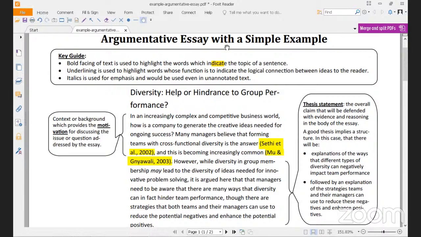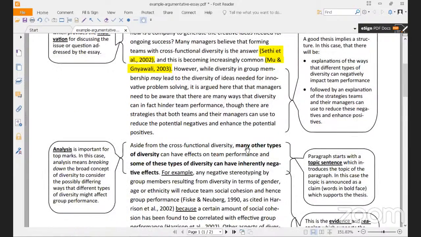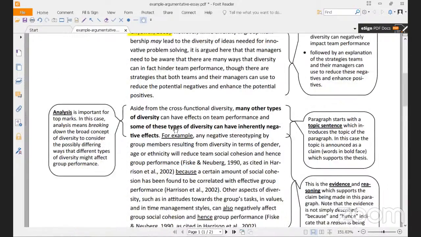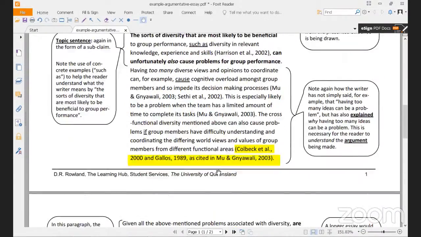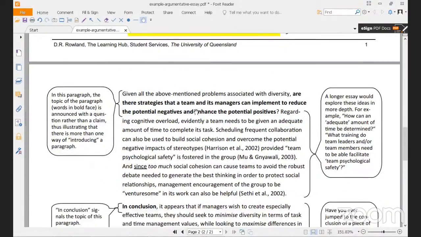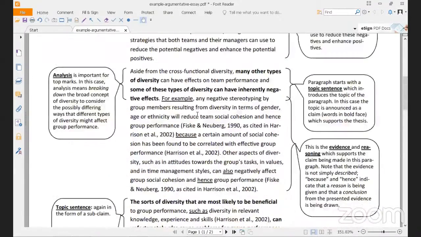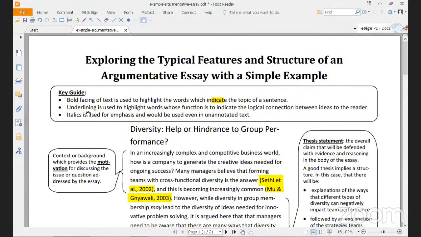Bold facing of text is used to highlight the words which indicate the topic of a sentence. Okay. Underlining. Just a second. So we have here the bold facing to indicate the topic of a sentence. Okay, this is the first paragraph. This is the second paragraph. And if you pay close attention, this is at the beginning of each paragraph, where we start explaining and giving an analysis of each idea. Sorry to interrupt you, I just wanted to show you examples. Let's go to the underlining, please.